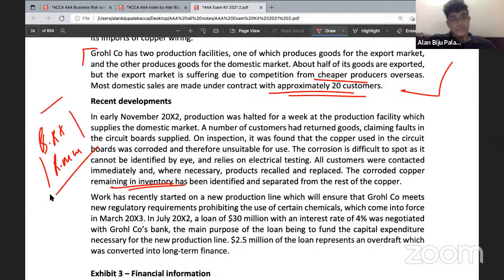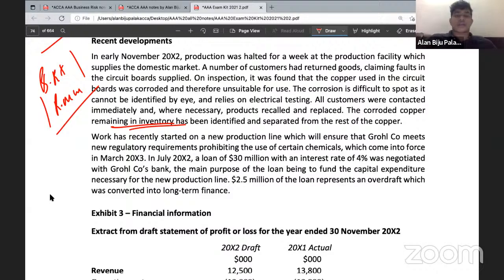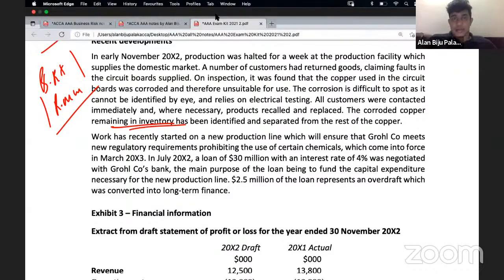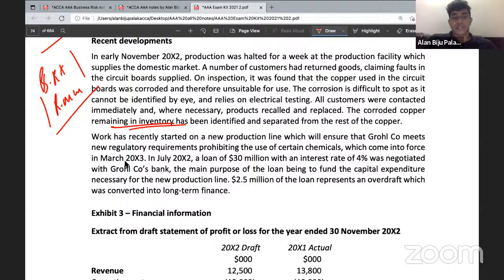Okay. Then the work has recently started on a new production line, which will ensure that the Growth company meets new regulatory requirements, prohibiting the use of certain chemicals, which come into force in March 2013. In July 2012, a loan of 30 million with an interest rate of 4% was negotiated with the Growth company's bank, the main purpose of the loan being to fund the expenditure necessary for the new production line. 2.5 million of the loan represents an overdraft, which was converted into long-term finance. So what are all the business risks associated here?